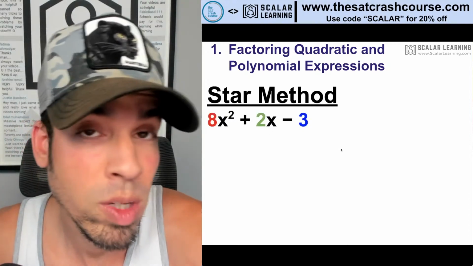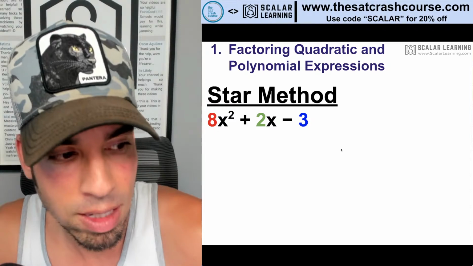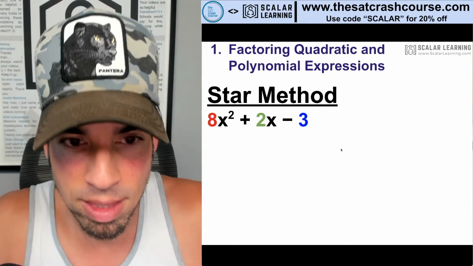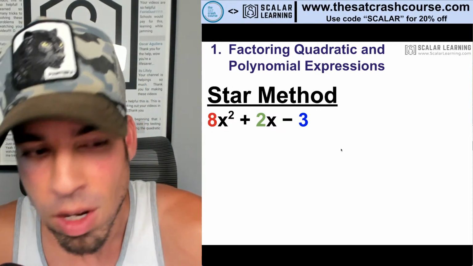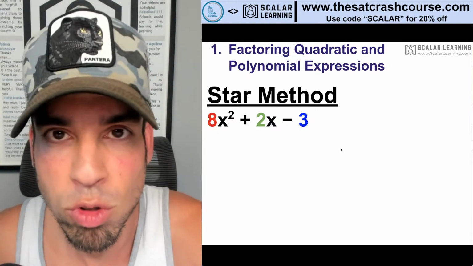But I'm going to show it to you anyways in the event that a leading coefficient comes up like this. And when I mean a leading coefficient, I mean that number in red, right? That 8, that's our leading coefficient for the leading term. So how do we factor a quadratic with a leading coefficient? We can't just say what multiplies to -3 and adds to 2. Now that 8 throws a wrench in the tire.